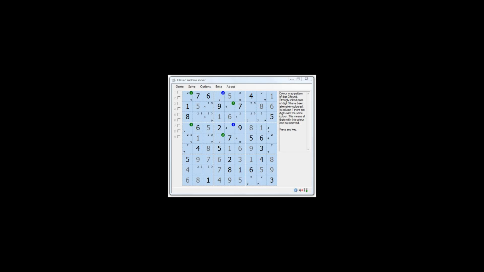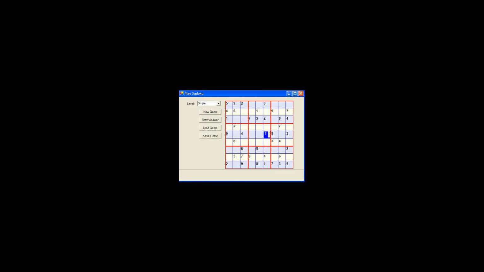M equals 10 to 18 is associated with the columns, and M equals 19 to 27 is associated with the 3 times 3 subgrids of the Sudoku.